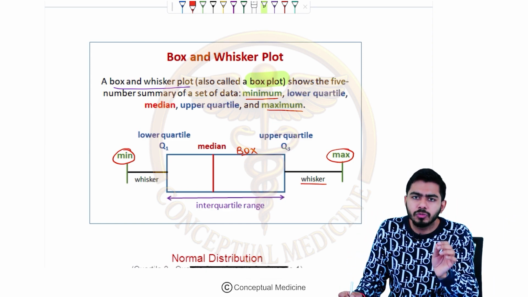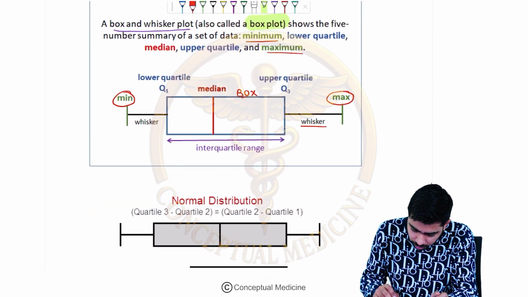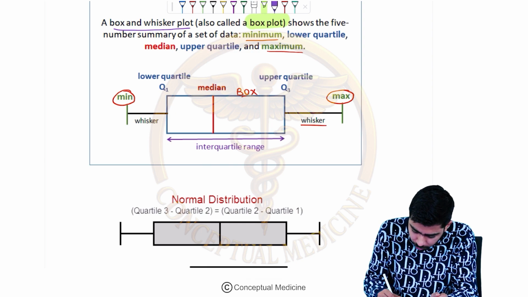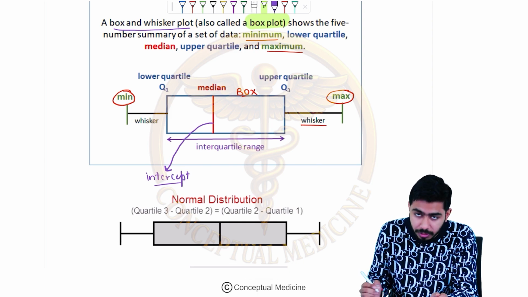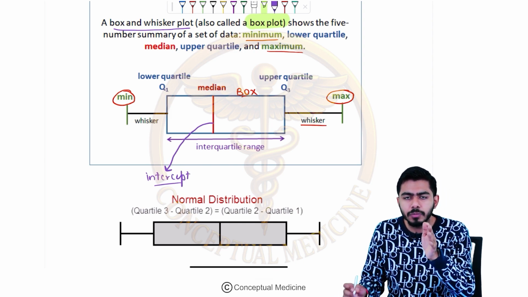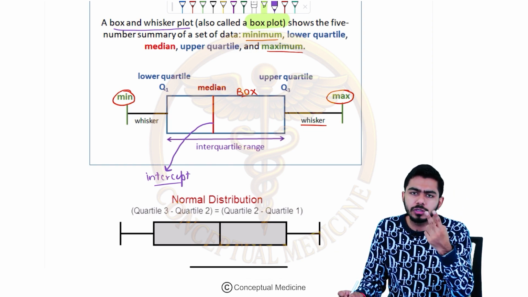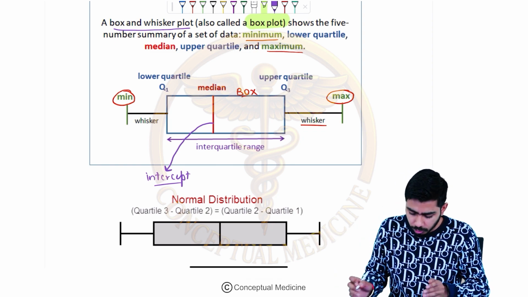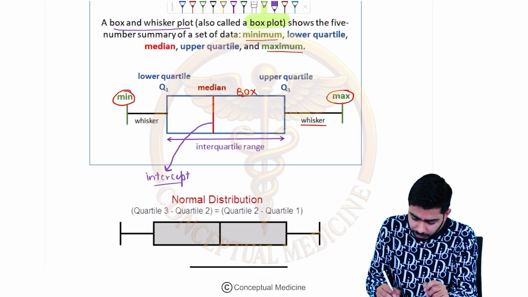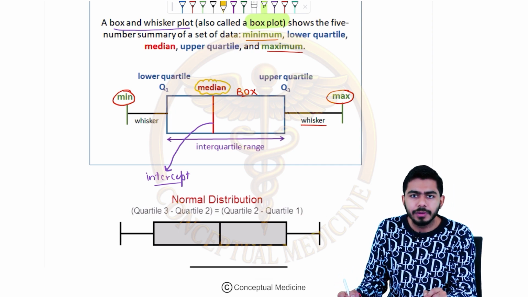Now inside the box, what are we having? Inside the box we are having one division, and the division is usually the intercept. This division is called the intercept, and this intercept is dividing the box into two parts. Now there could be many intercepts, 2 intercepts, 3 intercepts, 4 intercepts, so that's how they will be dividing the box accordingly. Here I can see 1 intercept, and that 1 intercept will be considered as the median.